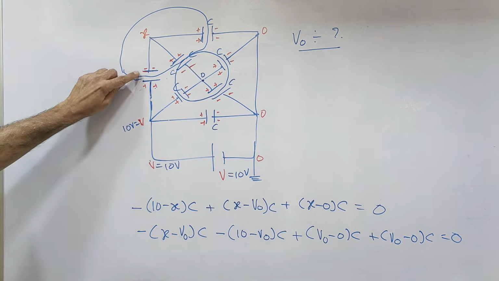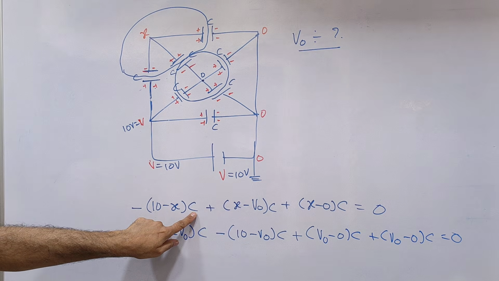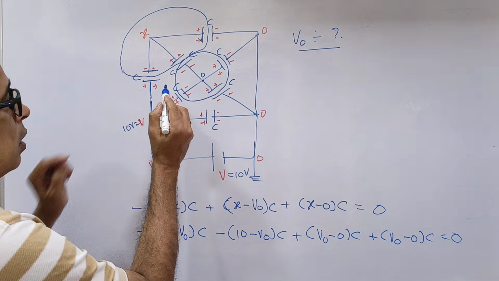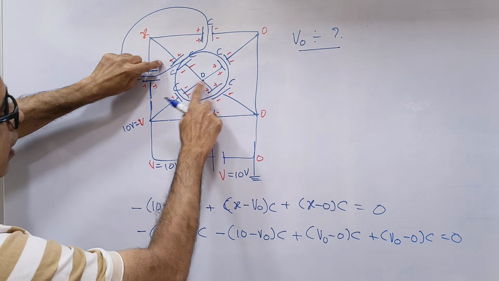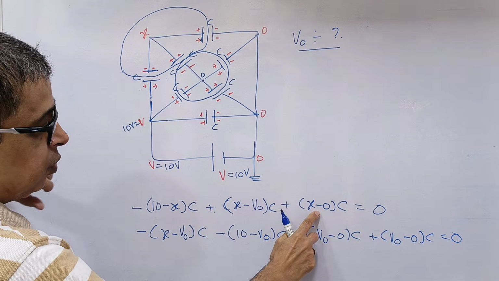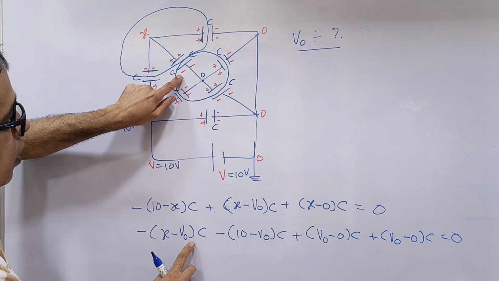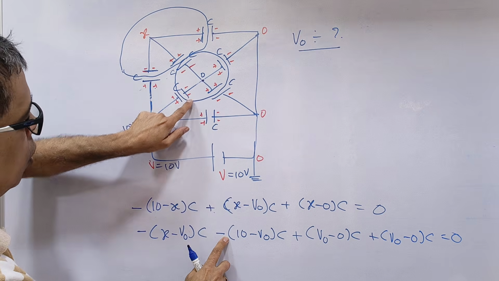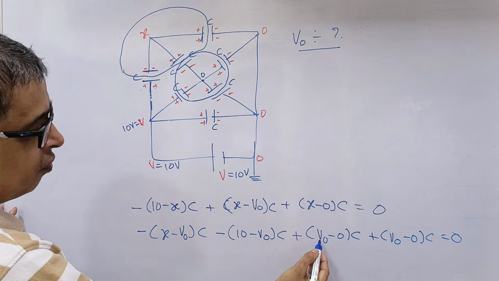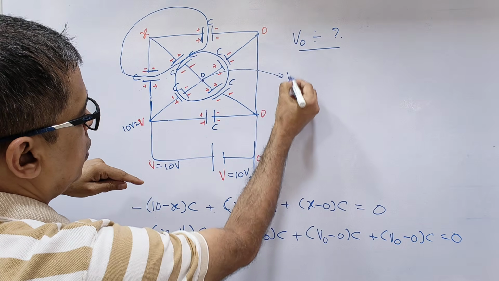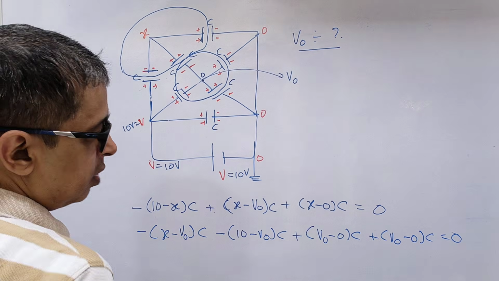Let's cross verify the equations again. This is negative charge, so minus 10 minus X into C is the charge, CV. Now this is positive charge, plus X minus V naught into C. This is X minus 0 into C. Now come over to this particular negative charge: minus of X minus V naught into C, minus of 10 minus V naught into C, plus of V naught minus 0 into C. This potential is V naught, don't take that to be 0.